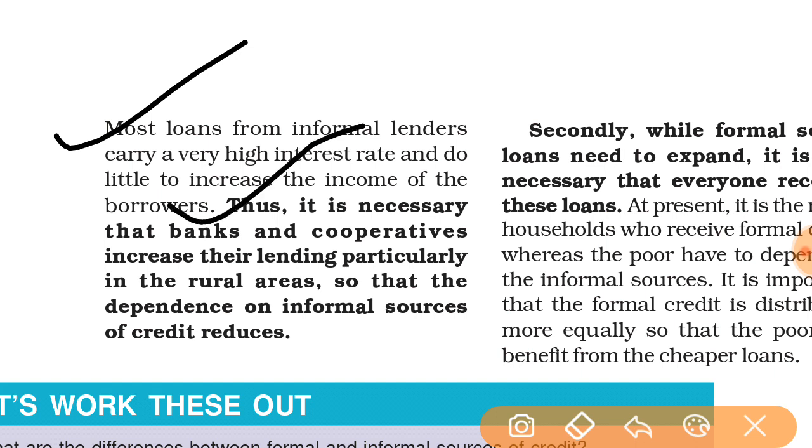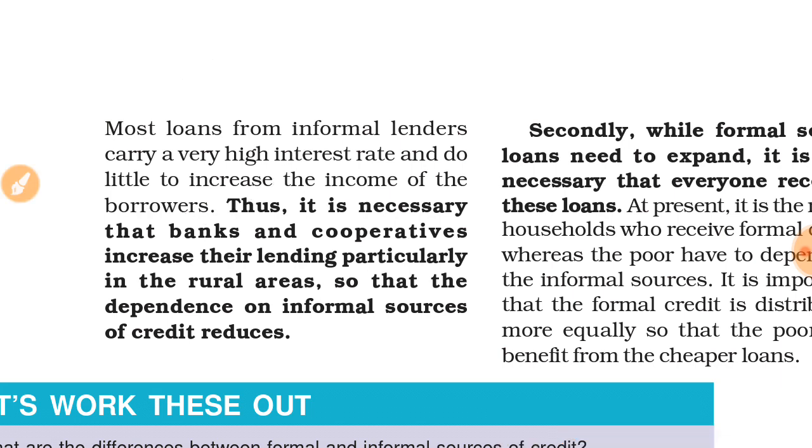That is why it is necessary that banks and cooperatives, meaning formal sources of credit, should increase their lending, particularly in rural areas, because in rural areas most of the people borrow money from informal sources. So the formal sources should increase their lending, particularly in rural areas, so that the dependence of rural people on informal sources of credit will reduce if the formal sources give loans to the people in rural areas at a low rate of interest.